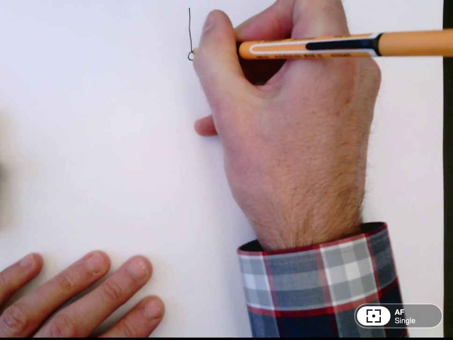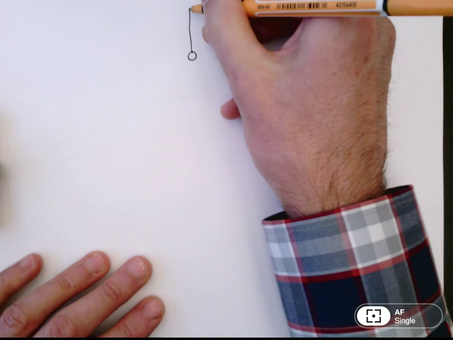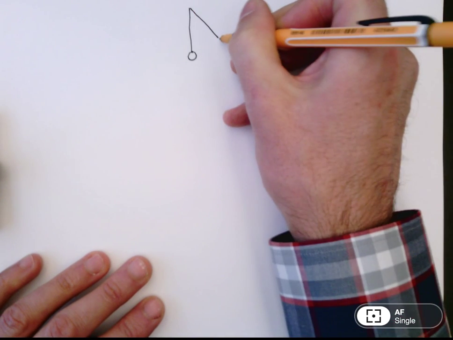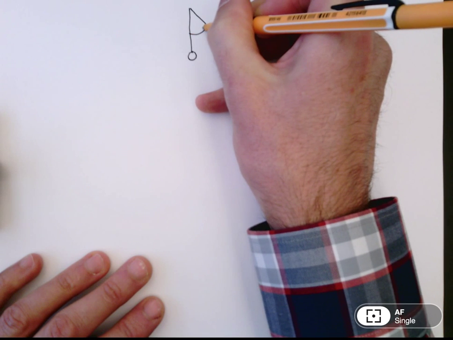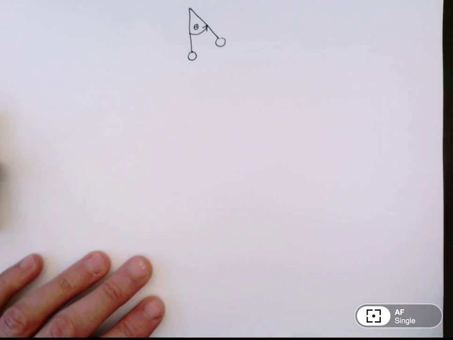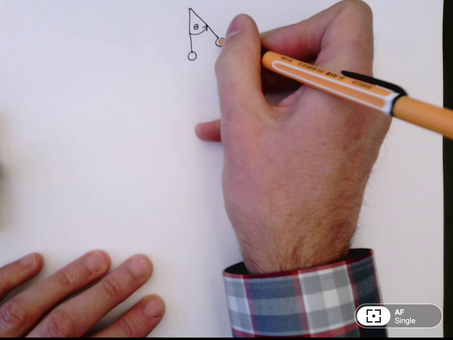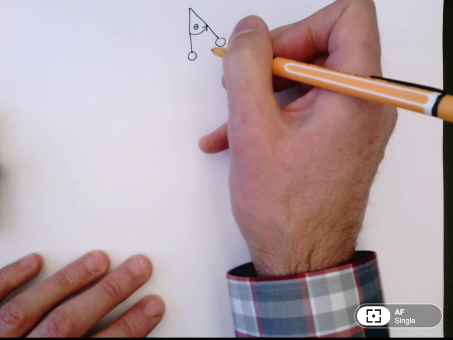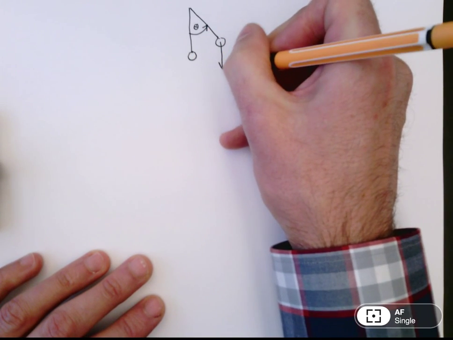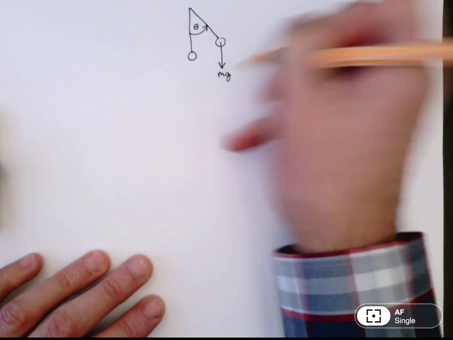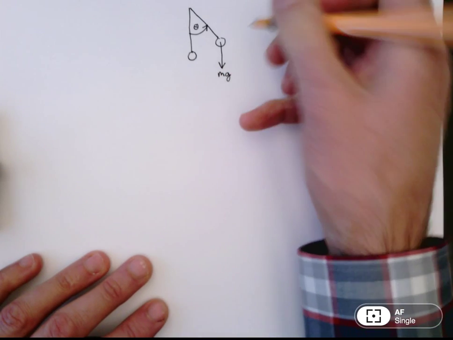So if the pendulum's hanging straight down like that, that's its normal equilibrium position. Let's say we pull it off to the side a certain angle. We'll call that theta. What's going to bring it back is not so much a force, but a torque that's caused by the force of gravity. Force of gravity is mg.